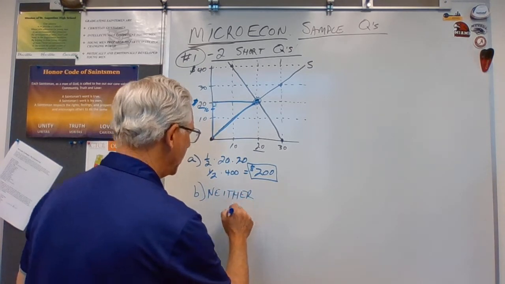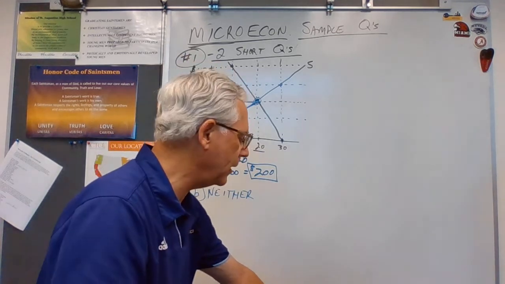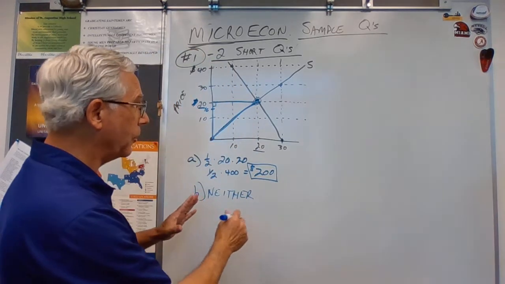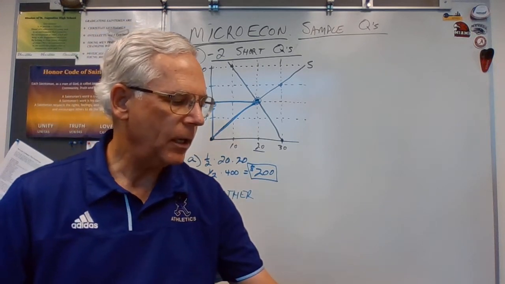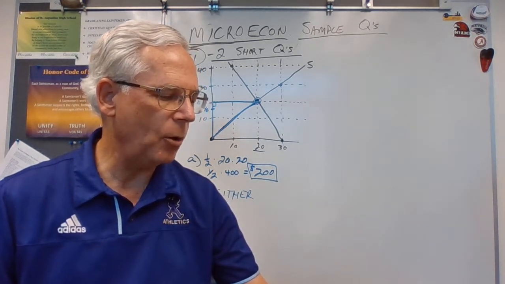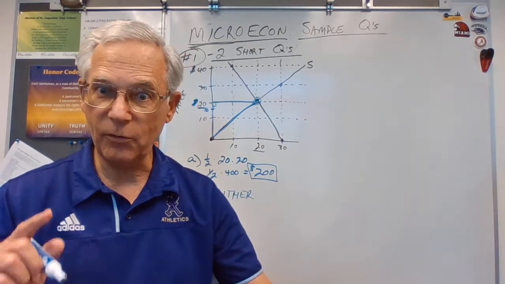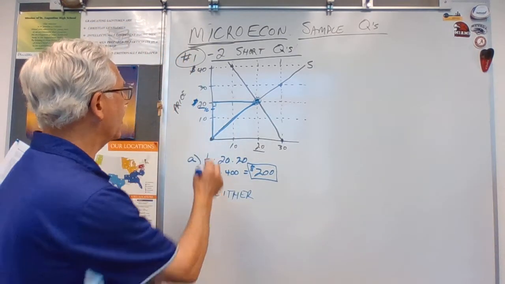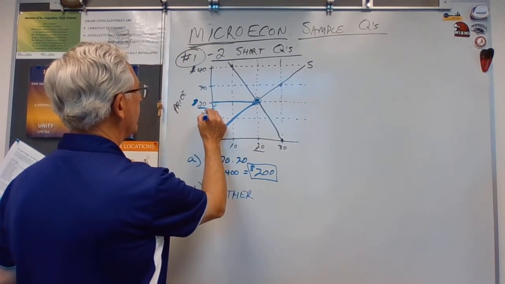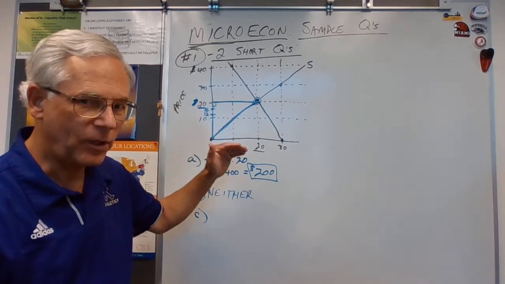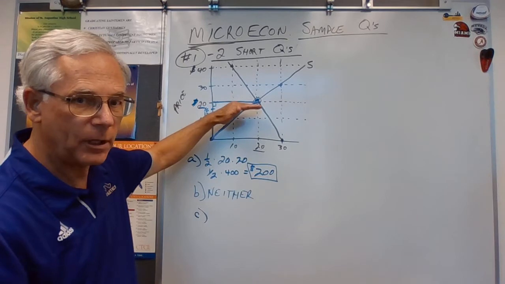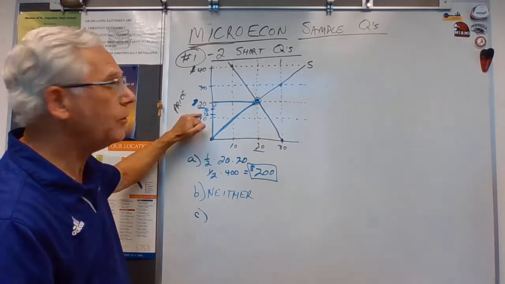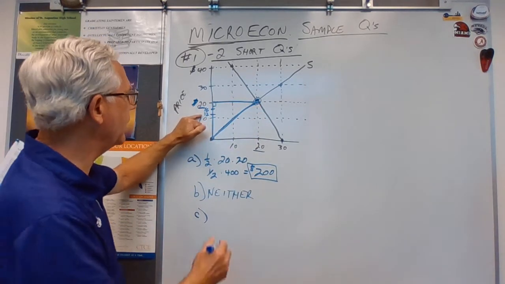N-E-I-T-H-E-R. And if they want you to, and I think you do have to explain it, it's because the price floor is below the equilibrium price. Part C, if instead the government imposes a price ceiling at $12, remember, price ceilings are down low. An effective price ceiling is below the equilibrium price. So this is going to be an effective price ceiling, okay?